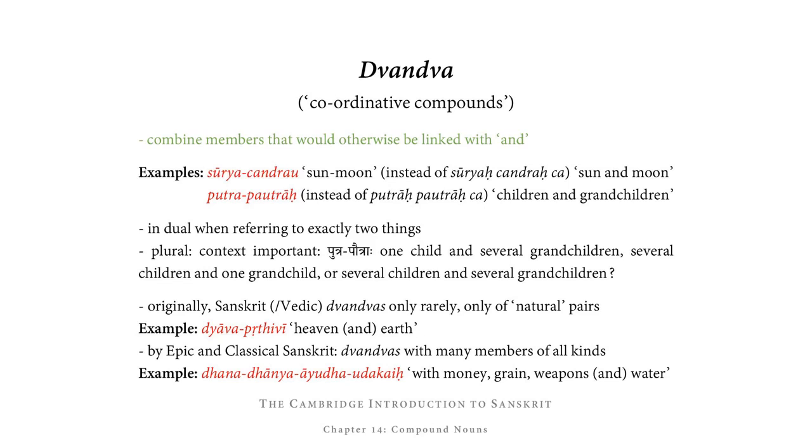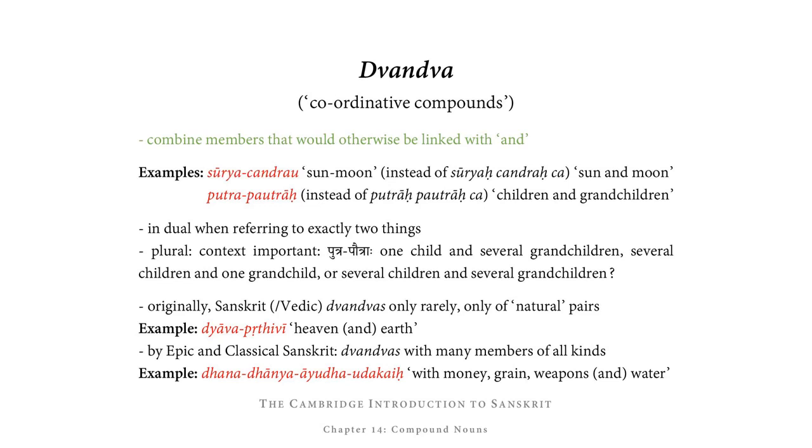Dvandvas stand in the dual when they refer to exactly two things. So, for example, Surya-Chandrau stands in the nominative dual because it refers to one, the sun, two, the moon, to exactly two things. Dvandvas stand in the plural when they refer to more than two things. So, for example, putra-pautrah, children and grandchildren. But when dvandvas stand in the plural, then the context of the word in its sentence is important, because putra-pautrah is more than two of these. So it could be one child and several grandchildren, several children and one grandchild, or several children and several grandchildren. Which of these we're dealing with, we can only infer from the context of the word.